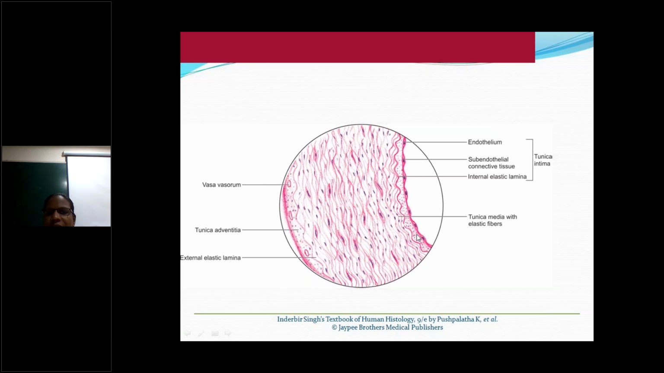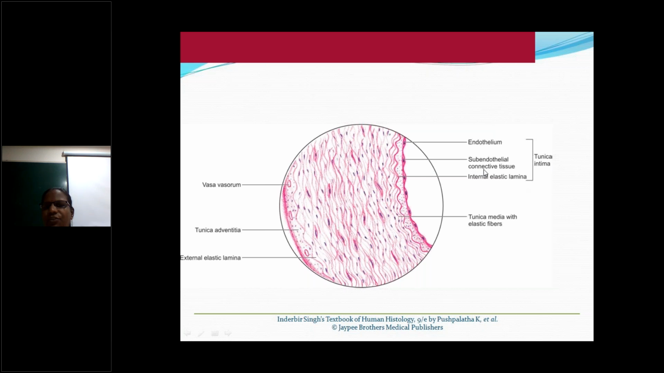Below that, the supporting connective tissue is present. In this, more number of collagen fibers are seen, that we call subendothelial connective tissue. The subendothelial connective tissue is separating the tunica media with the help of a membrane. This membrane we call internal elastic lamina.